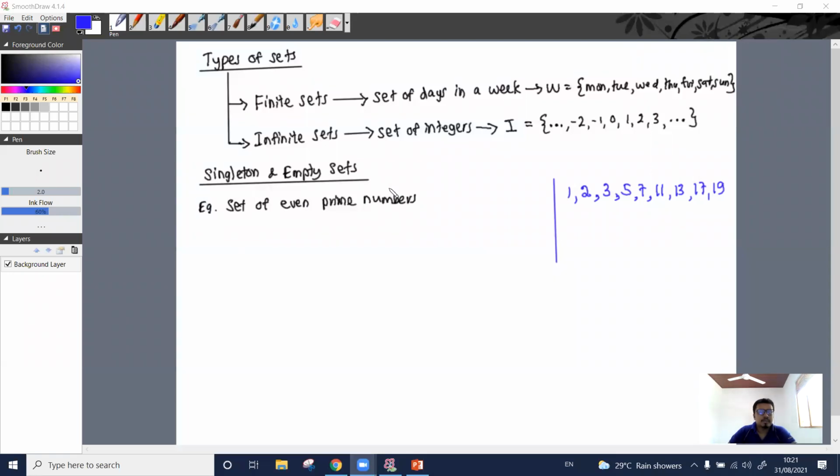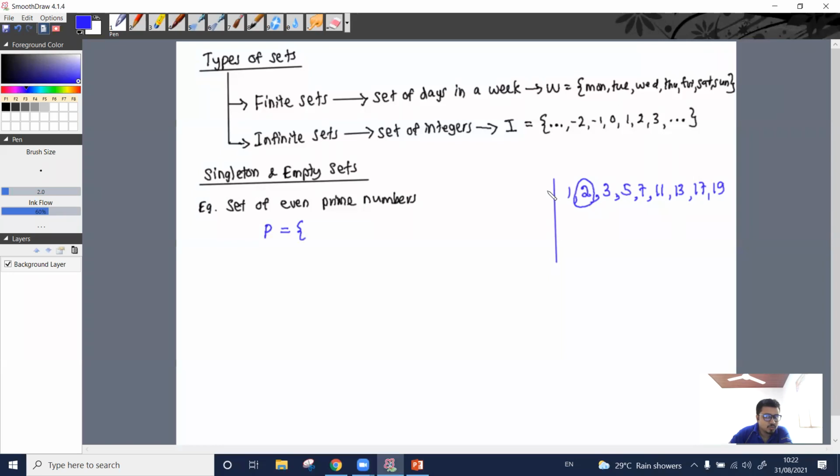Set of even prime numbers. Let's name that as P. P equals to what? What are the elements there? It should be a prime number and also it should be an even number. What is the only even prime number that we can observe?